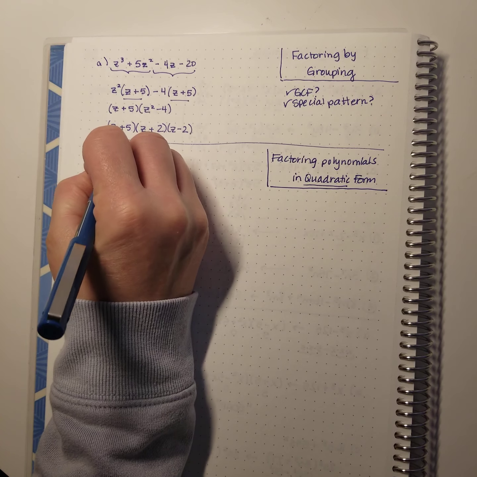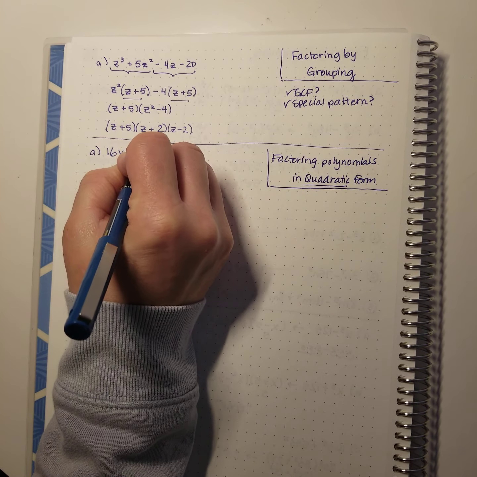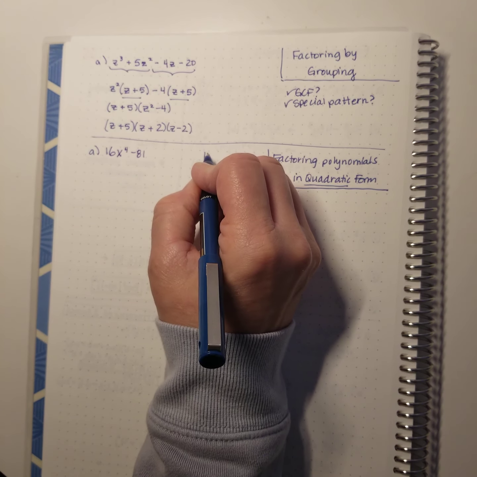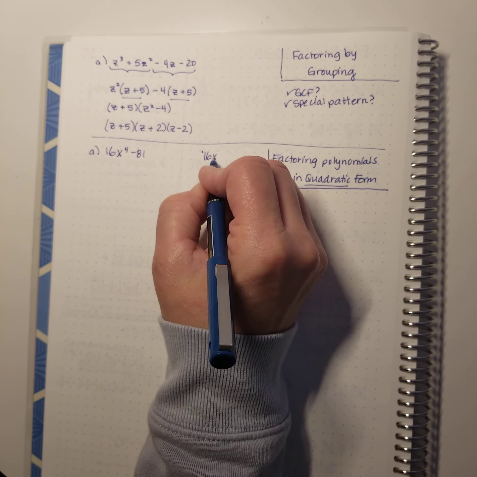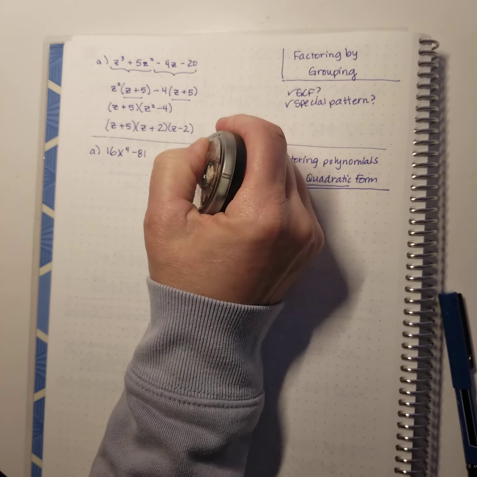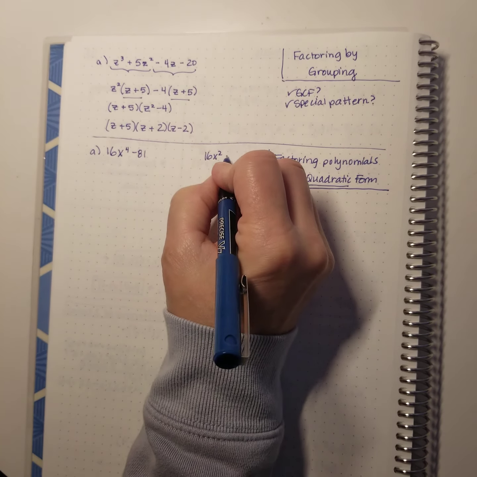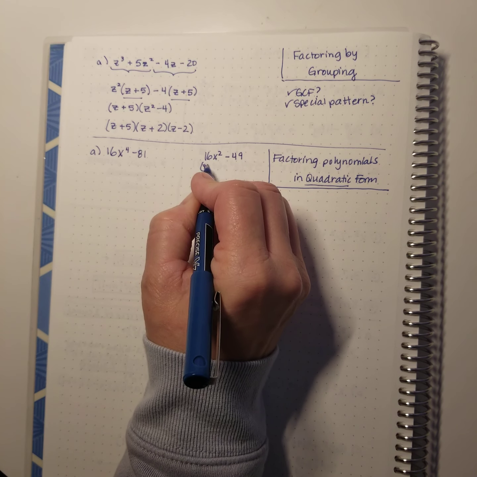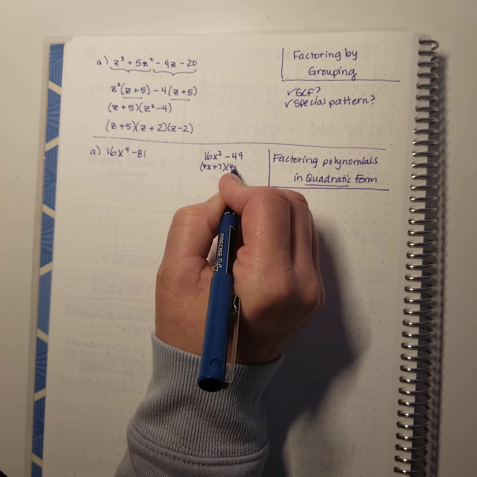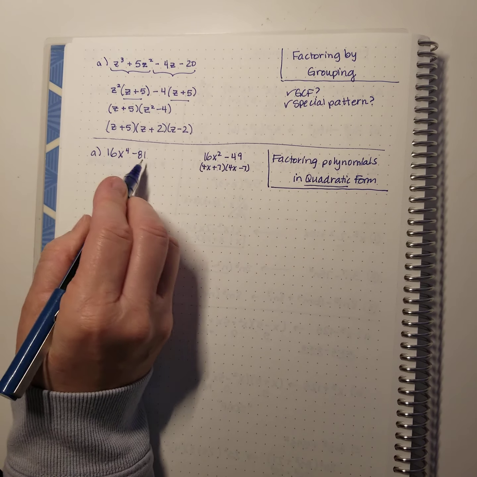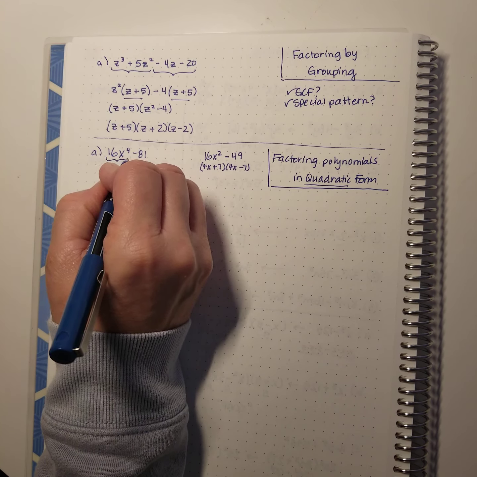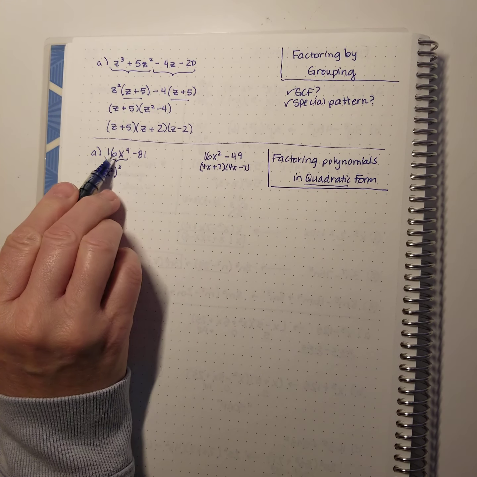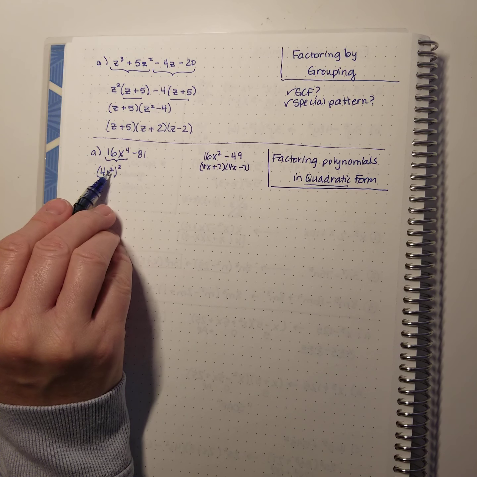So here's an example. 16x to the 4th minus 81. Doesn't this look kind of similar to, if this was maybe 16x squared minus 49, we'd say, oh, that's a difference of 2 squares. And we'd say, oh, well, that's going to be 4x plus 7 and 4x minus 7. However, this is kind of similar to that, except that this is actually 4x squared squared. We have a perfect square, and x to the 4th is actually x squared squared.